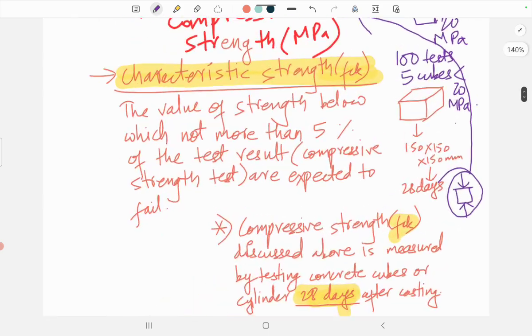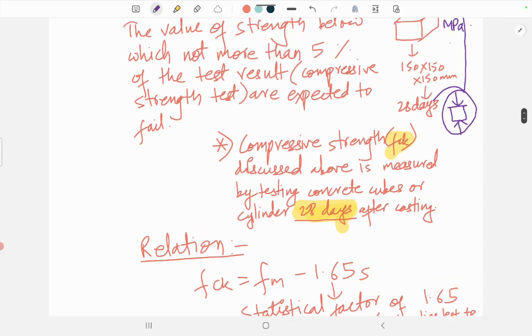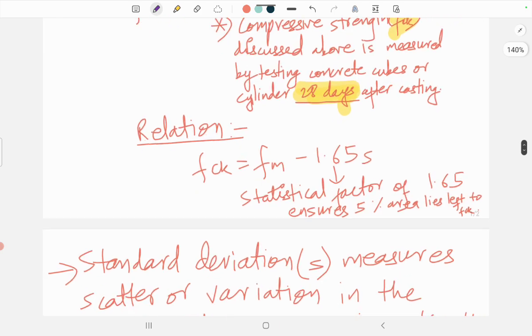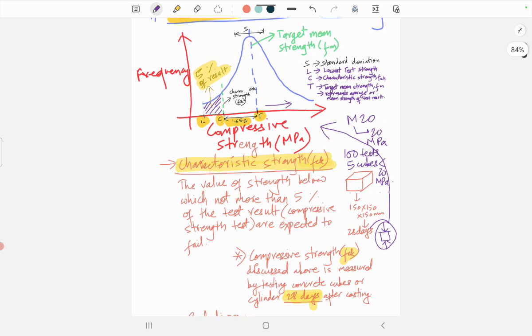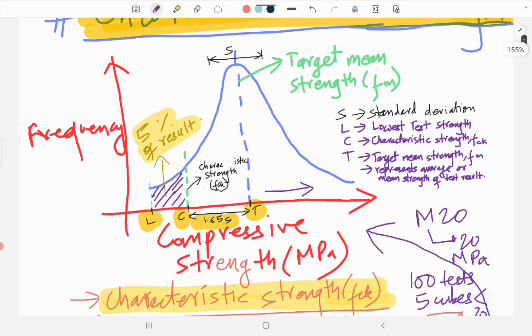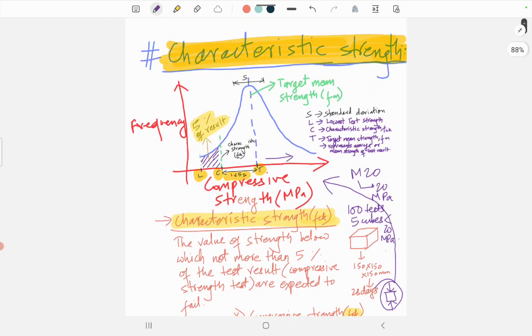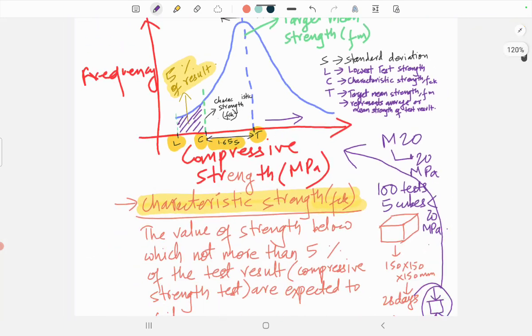I have written the definitions explained in the curves. FCK is written as characteristic strength, and it is determined 28 days after casting. The relation is that FCK equals FM minus 1.65 S. FCK means the characteristic strength, represented here by C, and FM means the target mean strength, where most of the test results fall. About 50 percent of the test results are considered to be the target mean strength.